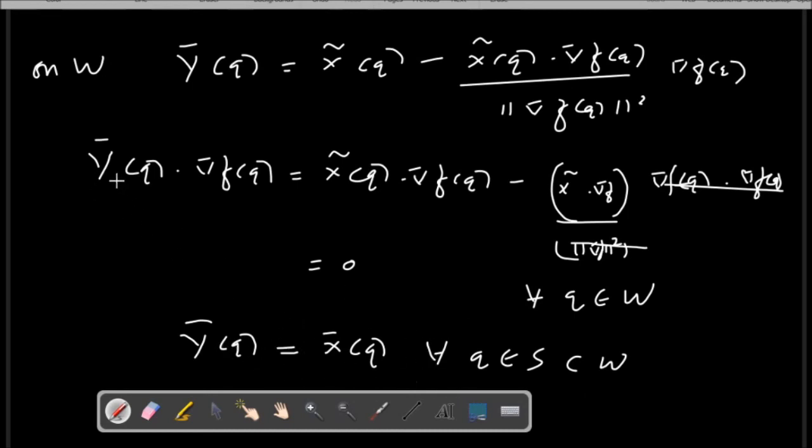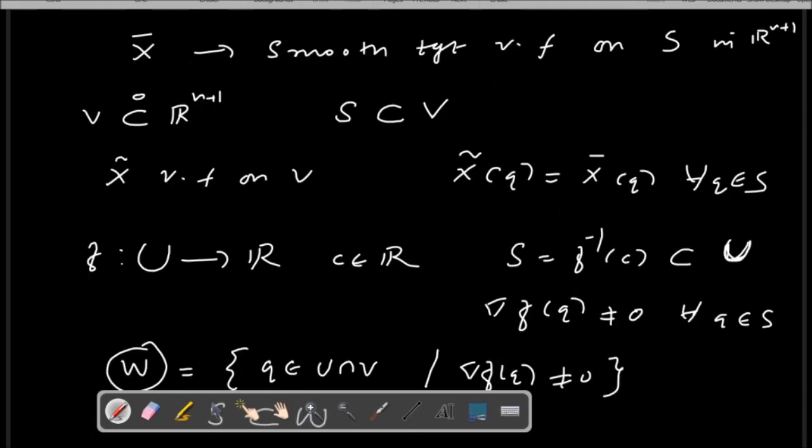All the vectors defined on your W have dot product with del f equal to 0. That implies these are coinciding on S. Okay, so y bar restricted to S will give you your x bar, the same. So what have we done? We have defined an open set W, and we have defined a smooth vector field y bar on that open set W. Okay, now you can use the theorem, which is the theorem I have mentioned. This is the theorem.